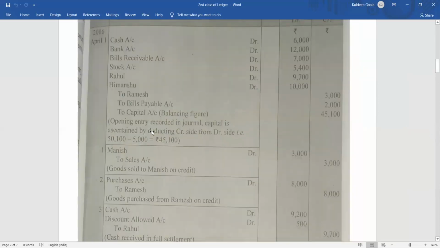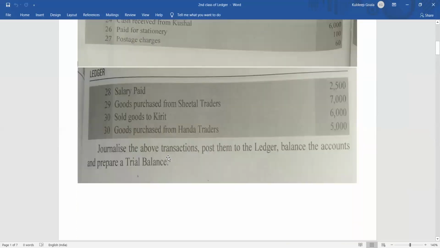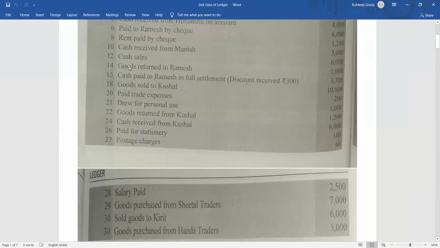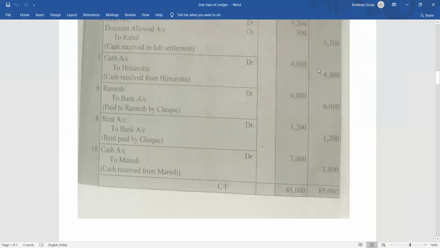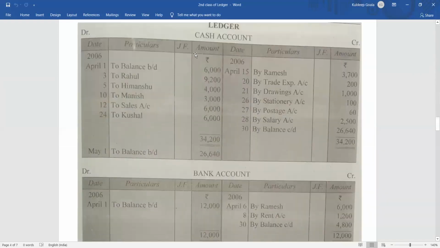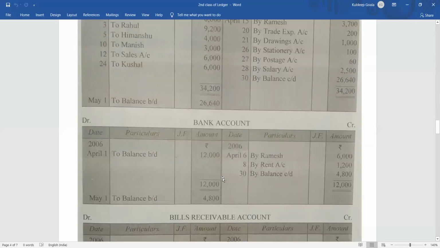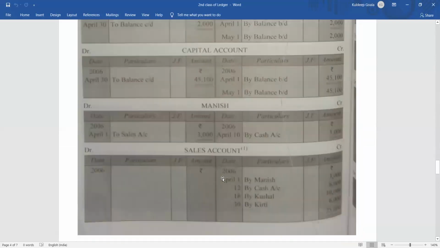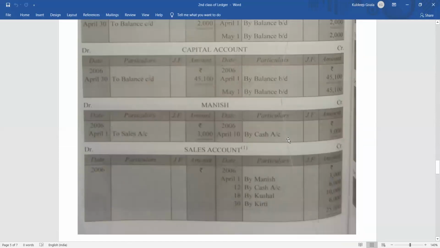Okay. Then coming back to the question once again, you can see what is the next transaction. Cash received from Manish 3000. So we are receiving cash from Manish. So cash account debit to Manish. Very simple, like the earlier one. So go in the debit side of cash and write down to Manish, right? Cash debit side to Manish 3000. And Manish account will be credit side by cash. Manish will be credit side by cash 3000.